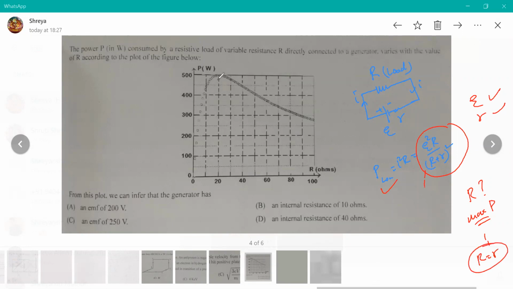Okay. So here you can see maximum power is occurring when the resistance is 20 ohms. Okay, and that maximum power is equal to 500. So maximum power equals E square upon 4 times r for the condition that capital R is equal to small r. So apply this over here, that 500 is equal to E square upon 4 times 20 ohms, because the internal resistance is 20 ohms, and we get the answer.